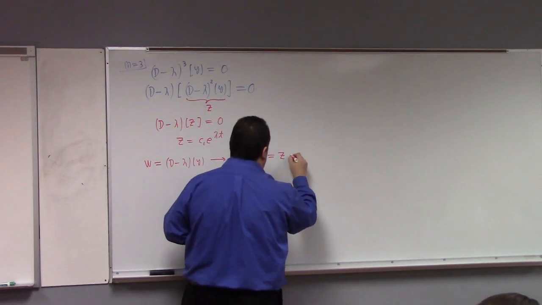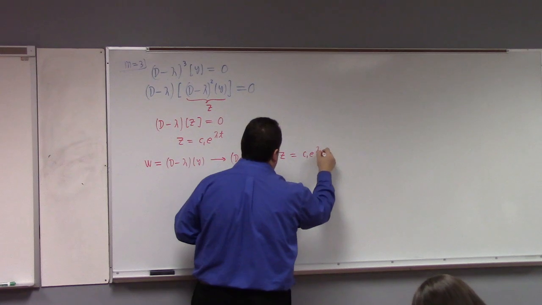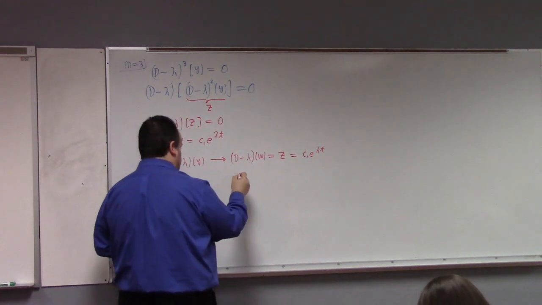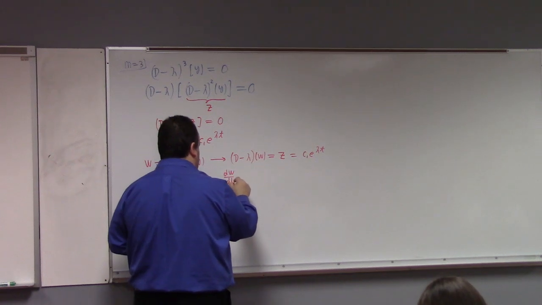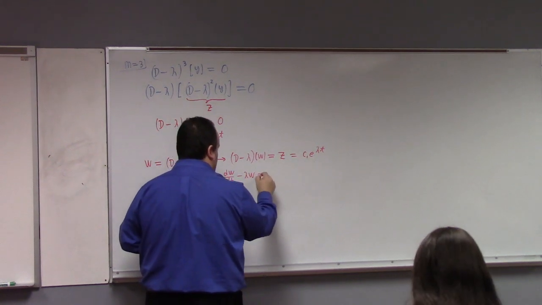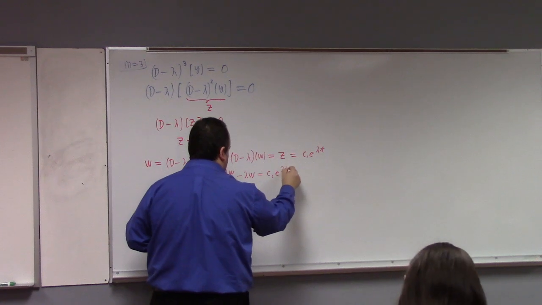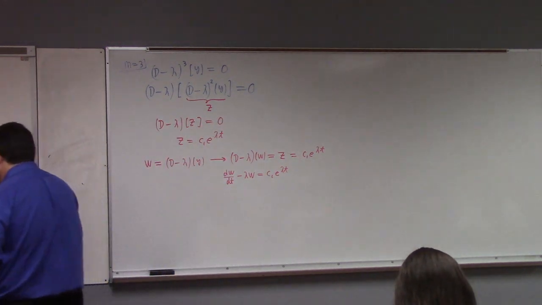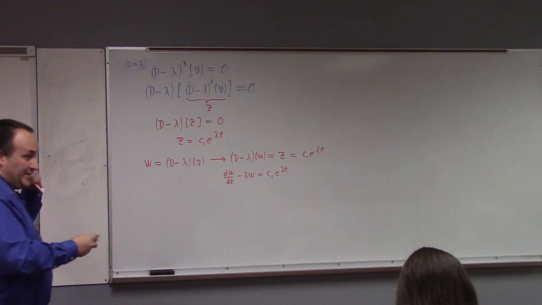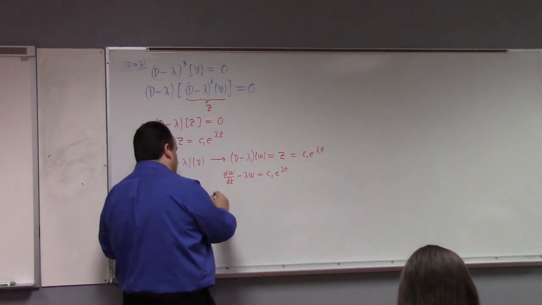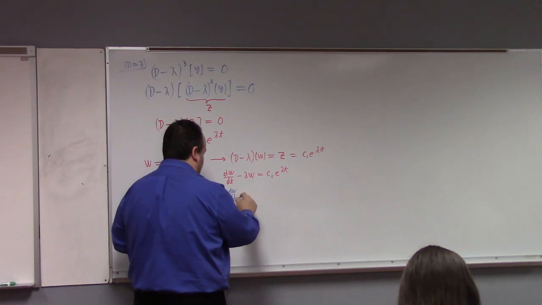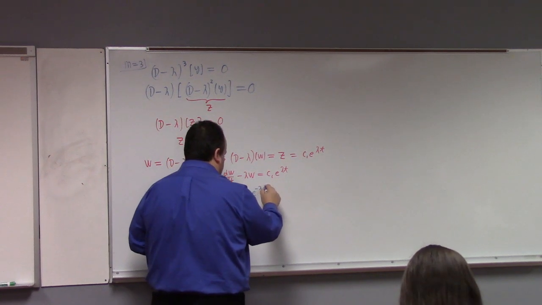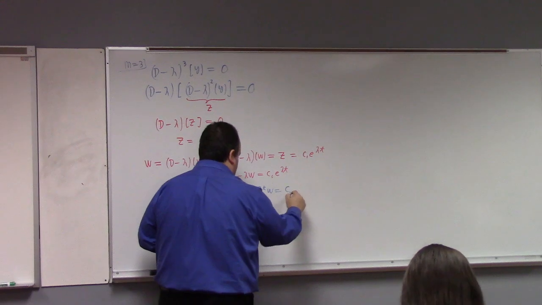So this is c1 e to the lambda t. And then I've got dw dt minus lambda w equals c1 e to the lambda t. Again, we do the integrating factor method, right? So e to the minus lambda t dw dt minus lambda e to the minus lambda t w equals c1.